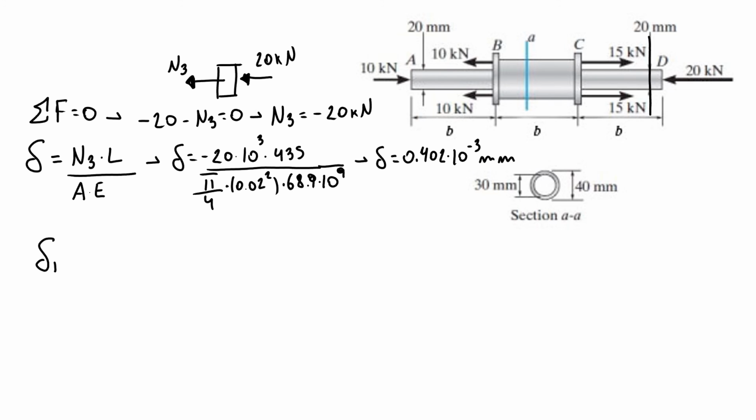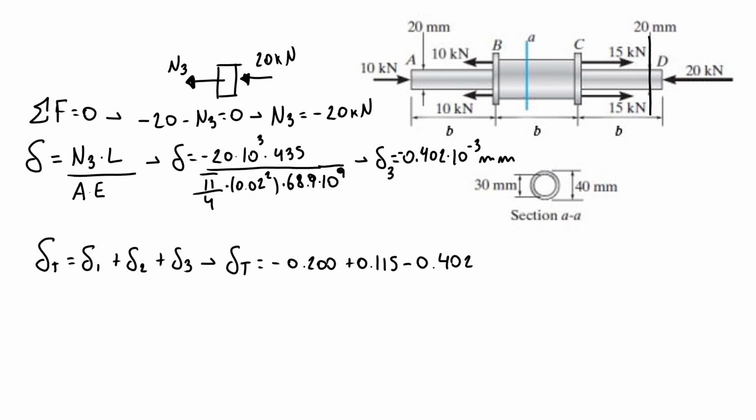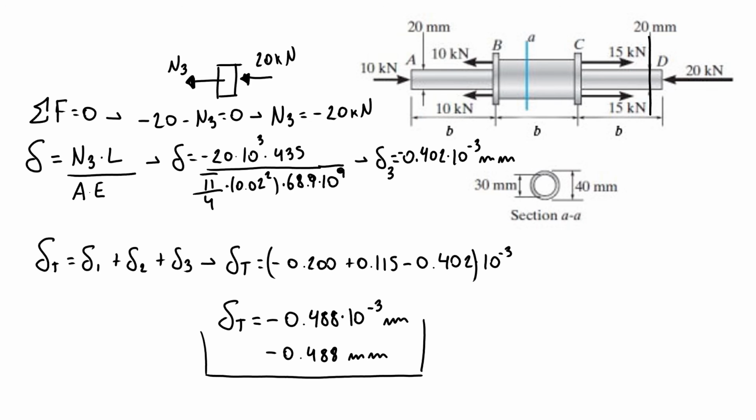So our total displacement is equal to displacement 1 plus displacement 2 plus displacement 3 that we just found. Here it is minus. So our total displacement will be minus 0.2 plus 0.115 minus 0.402 times 10 to the minus 3, 10 to the minus 3 in all of them. So my final answer is the total displacement is minus 0.488 times 10 to the minus 3 meters, or minus 0.488 millimeters. So this is our second problem of homework 6.